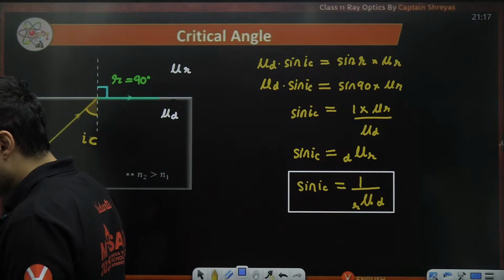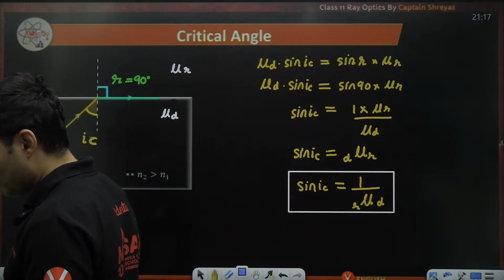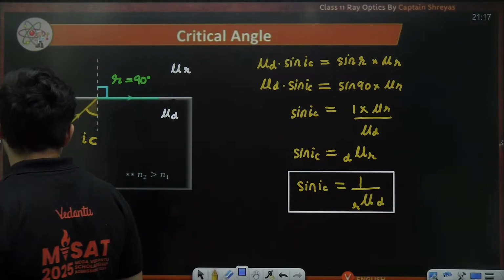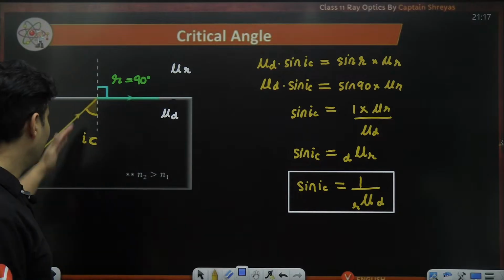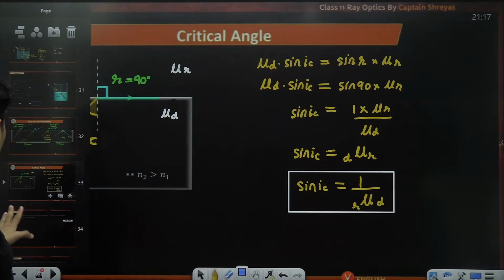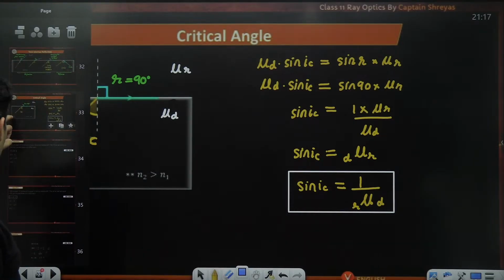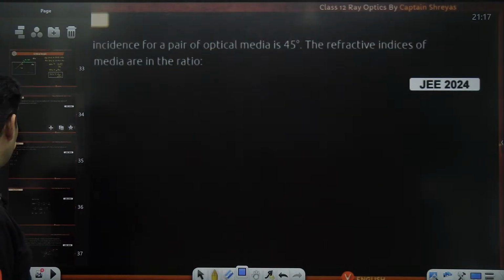Critical angle more than 90, not possible. Yeah. Okay. Critical angle cannot be more than 90, right? So keep that in mind. Okay. So that's pretty much about it. So I think we can start with some questions coming up on your screen.